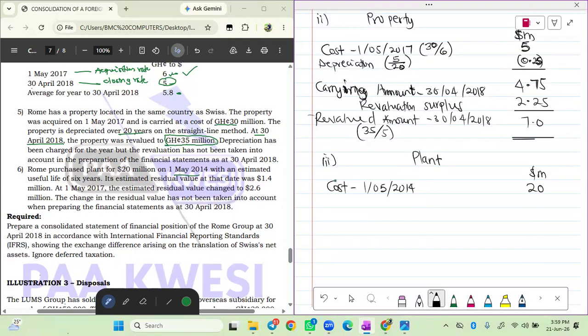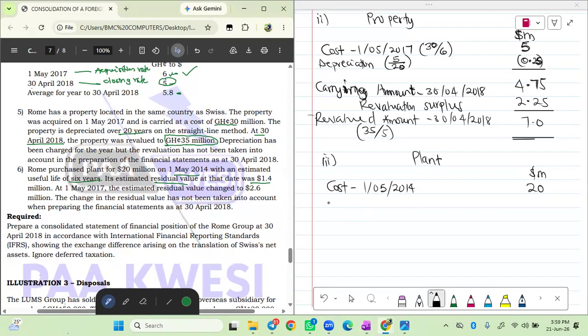All right. Now, we are saying that it is having an estimated useful life of 6 years, and the residual value at that date was 1.4 million. Now, they said that as at 1st May 2017, the estimated residual value changed to 2.26. So the residual value or the scrap value has changed. So you determine the carrying amount as at the date that the estimated residual value changed.